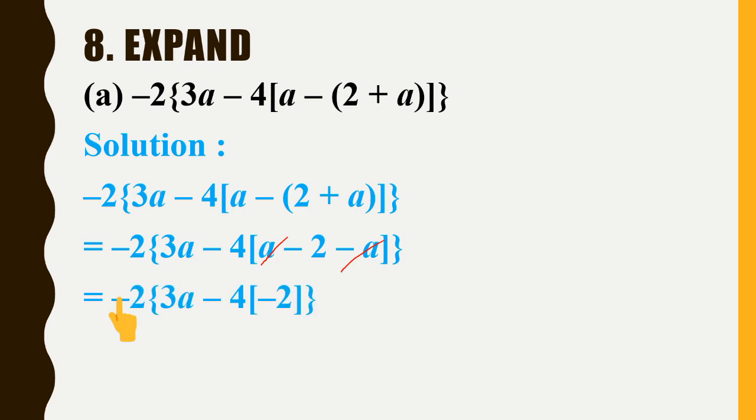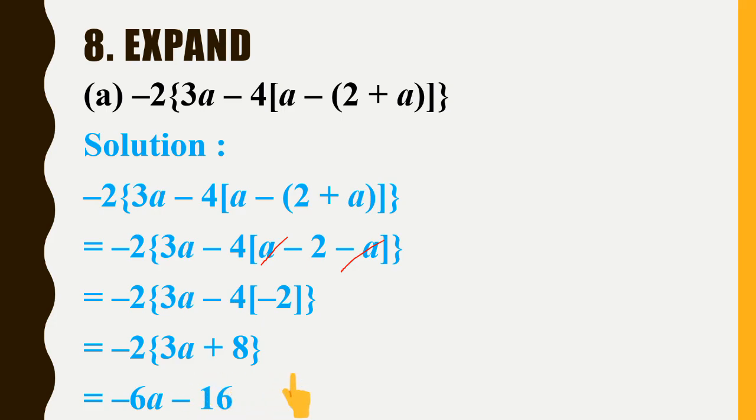So -2 as it is, {3a - 4(-2)}. In the next step, -4 multiplied by -2 will be +8, and the square bracket is removed. So -2 as it is, {3a + 8}. To remove the curly brackets, we multiply -2 by 3a and -2 by 8. So the answer is -6a - 16.